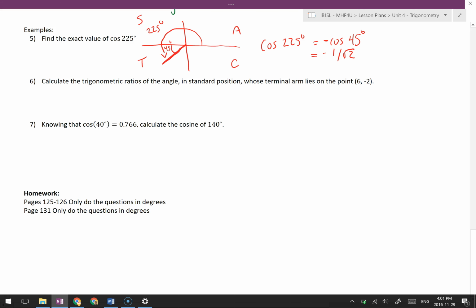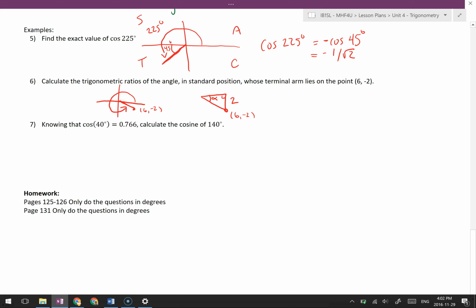Okay, now let's look at the next question. Calculate the trig ratios of the angle in standard position whose terminal arm lies on the point (6, -2). What does that mean? We have an angle and its terminal arm lies on the point over 6, down 2. This is (6, -2), so its terminal arm is here, and we rotate all this way. I'm kind of confused, I don't know what the angle is. Let's draw our little triangle. We have our reference angle alpha, whatever that is. This is the point (6, -2).